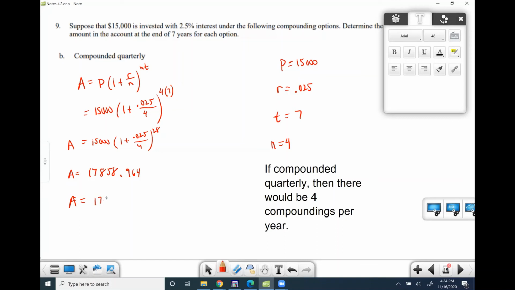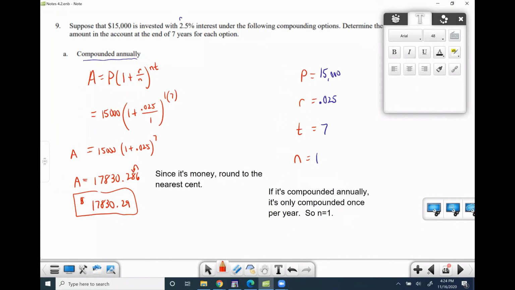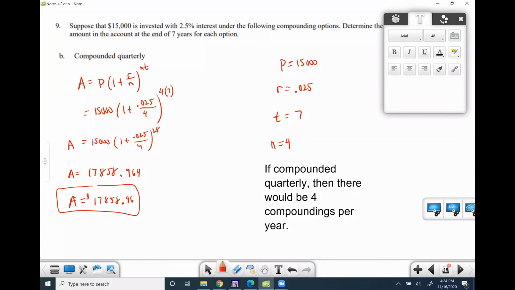All right, let's see. So it's money, so we're going to go ahead and make it 96 cents. And how does that stack up to last time? Last time we made $8.30. This time it's $8.58. So 28 bucks more. Nothing changed except for the number of compoundings was 4 times per year instead of once per year. We got an extra 28 bucks.